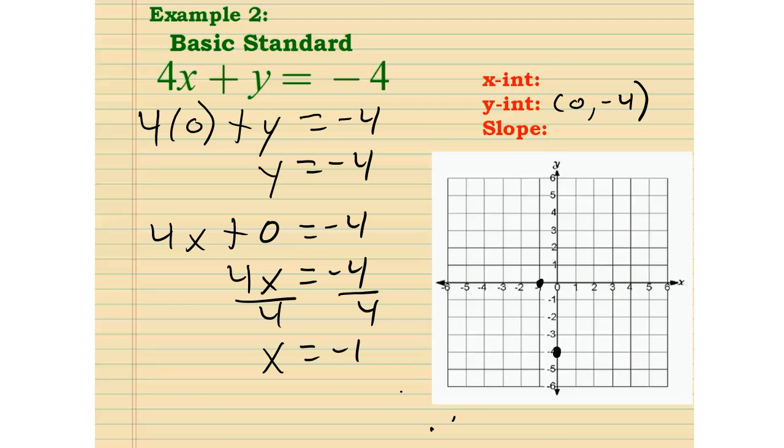Graph that point, and I can draw my line. Oops, let's see, I need to write the x-intercept, which would be negative 1, 0. And I can figure out the slope. I always start at the lower point and count up. 1, 2, 3, 4, and left 1. So I went up 4 and left 1. That's 4 over negative 1. So the slope is negative 4.